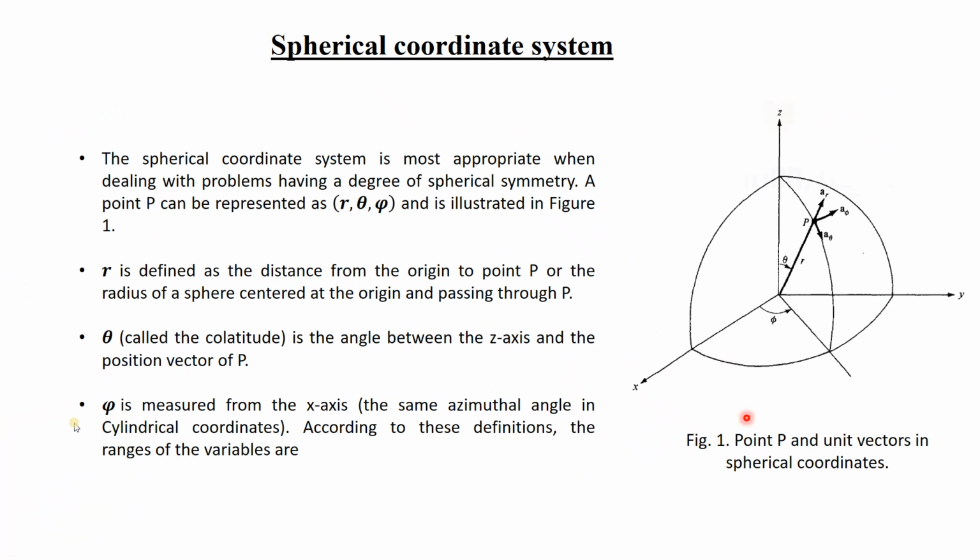So going back to the actual PPT, see over here, we have the point P. R is the radius, theta is the angle with respect to the z-axis, and phi is the angle with respect to the x-axis, in the plane. Two angles are there. Now the three axes will have three unit vectors. The radius R is actually pointing towards the located point, in the direction of the point. So the unit vector will also be along that direction.